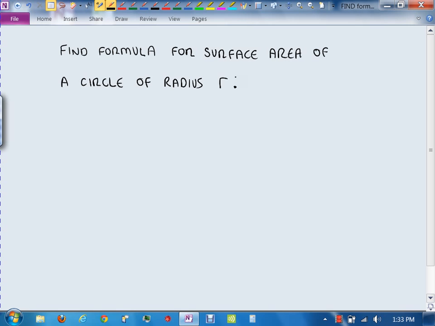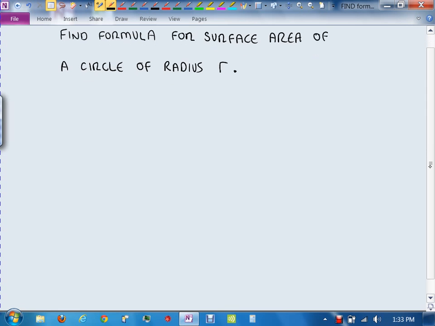Now, any of us could flip to the book, could flip to where we have our geometric shapes right here in the back of the book. Go to sphere. Area is 4 pi r squared. Okay? But we need to show that it's 4 pi r squared. All right? Using calculus.